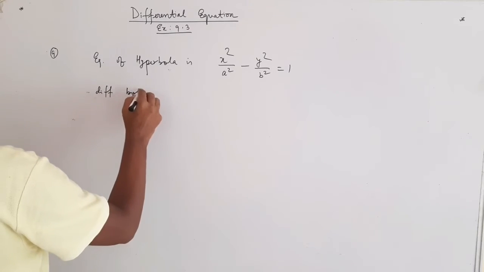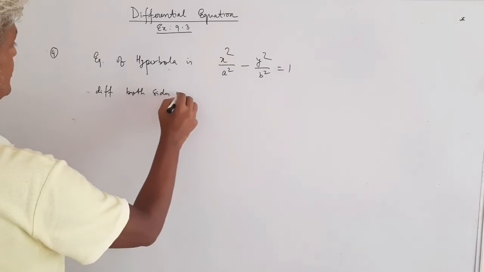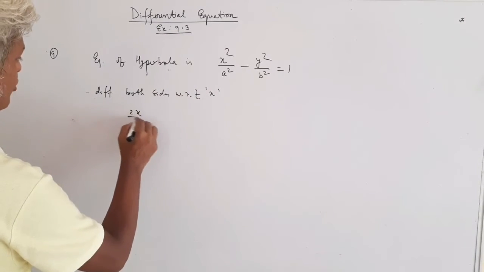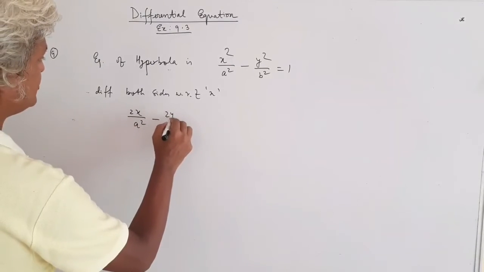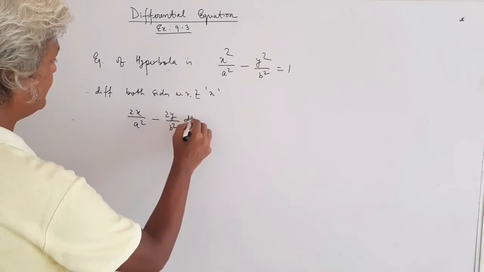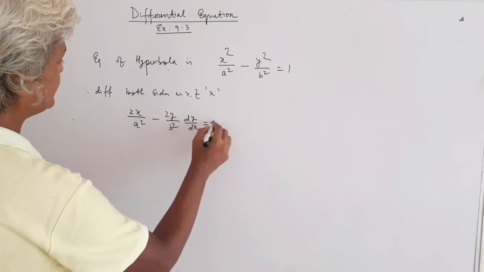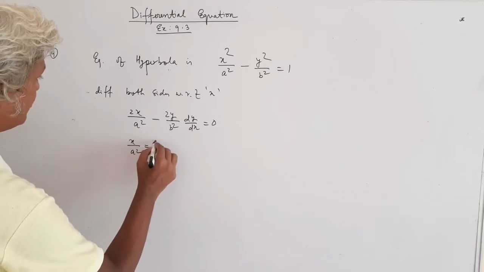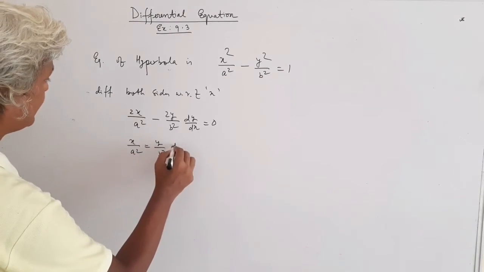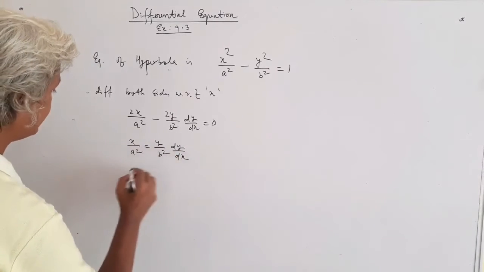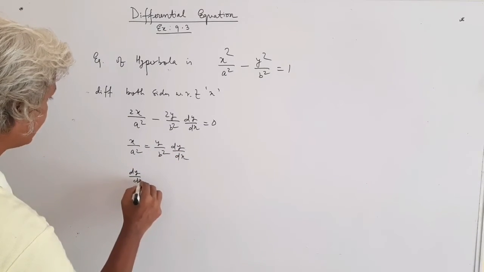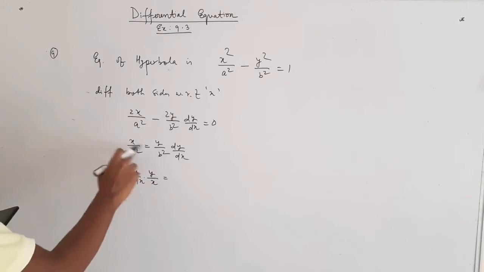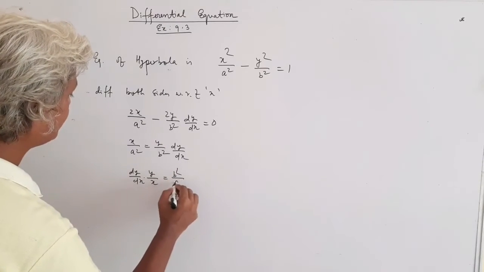So without wasting your time, let's differentiate it. Differentiating both sides with respect to x. So 2x over a square minus 2y over b square dy by dx is 0, differentiation of constant. So x over a square equals y over b square dy by dx. Therefore dy by dx times y by x is this b square over a square.